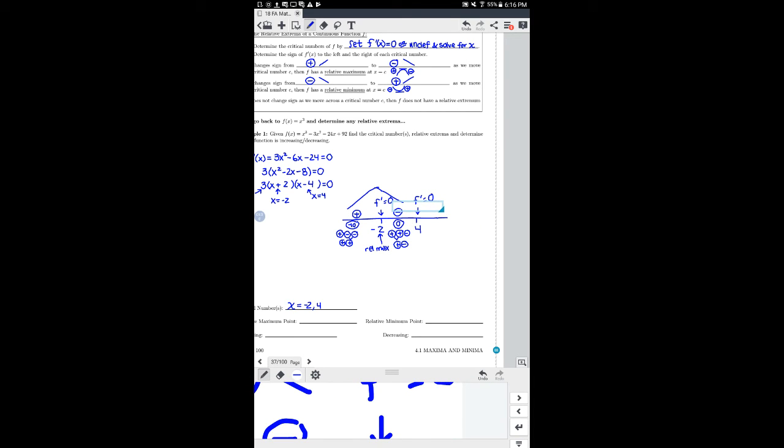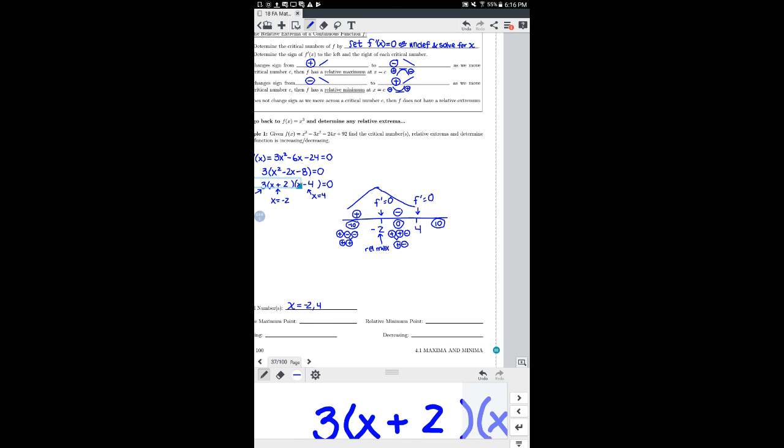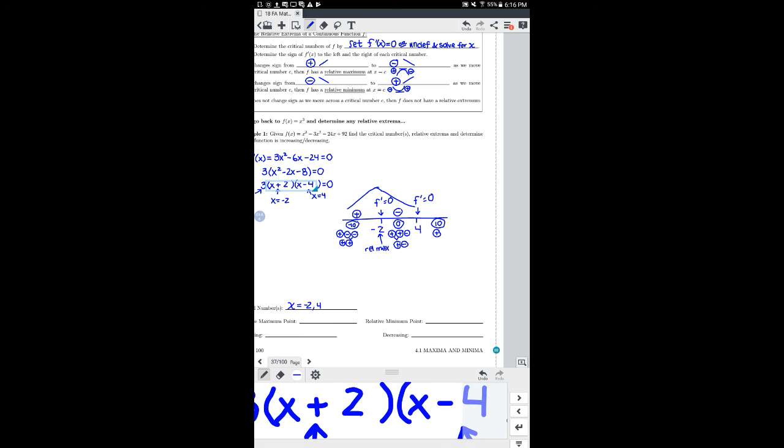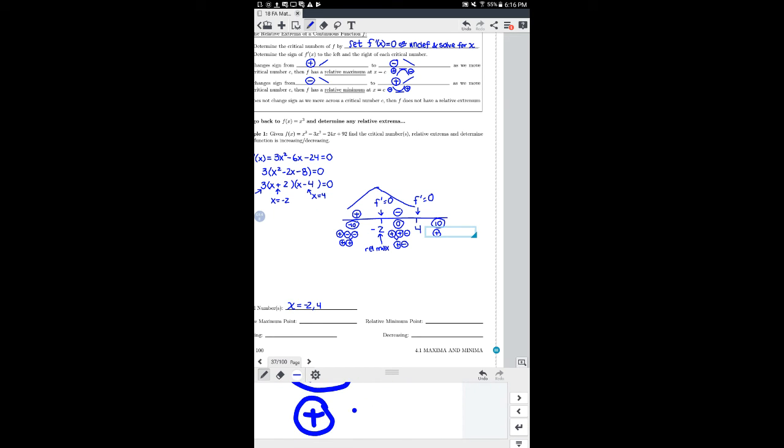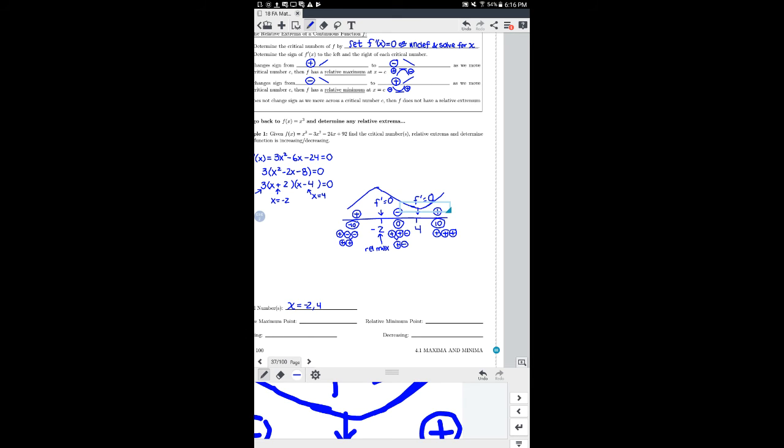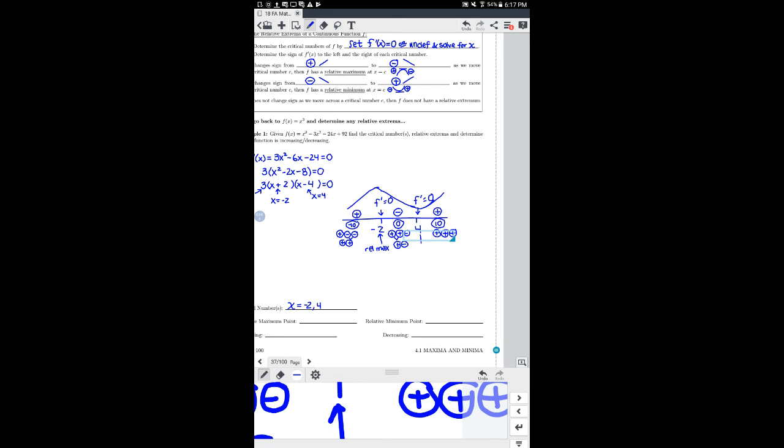And now my next critical number could either be a relative max, min, or neither if I don't have any sign change. I can choose any test value on this interval, so maybe I'll choose a +10, and I'm plugging into my derivative. So I'm going to plug into 3, which is always a positive number. And then I have 10 plus 2, which is positive. And then I have 10 minus 4, which is positive. So all these positives are definitely going to multiply together to be positive. So this interval is going to be increasing. So I go from decreasing and switch to being increasing. This is a relative min.